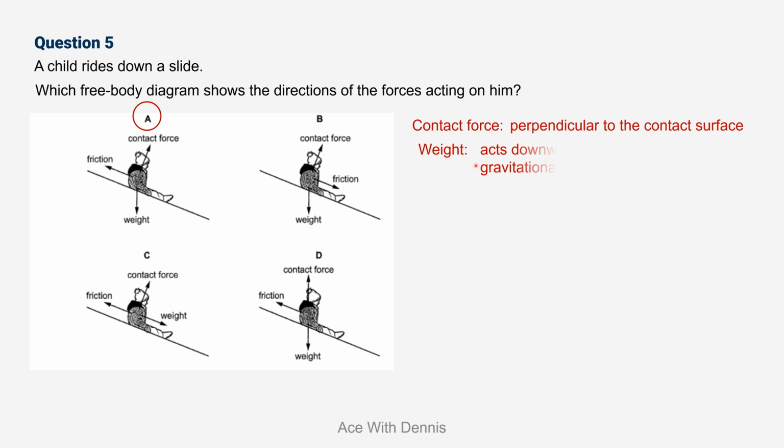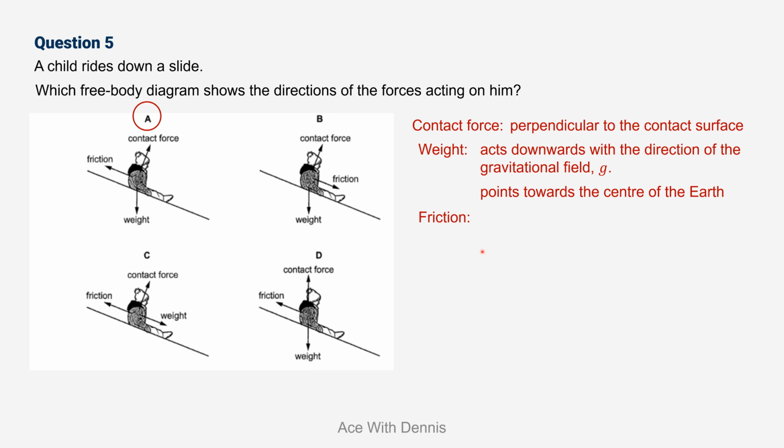Next, the weight. The weight always acts downwards, in the direction of the gravitational field, g, which points towards the center of the Earth. So it doesn't matter how the contact surface looks, whether inclined like this or a flat surface, this weight will always point towards the center of the Earth, hence it's pointing downwards. Next one, talk about friction. Friction opposes the direction of motion. In this free body diagram, since this child is moving downwards, this will be the direction of motion, and friction will always oppose the direction of motion. So the answer will be A.